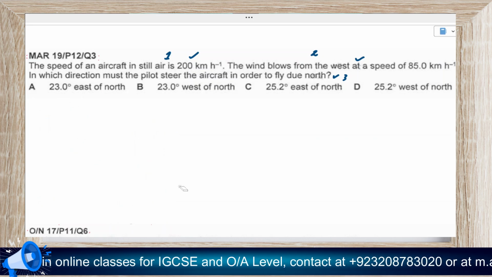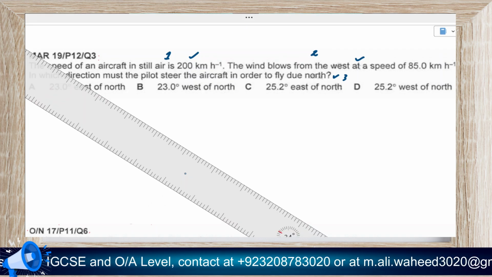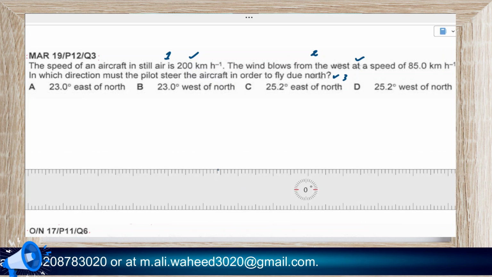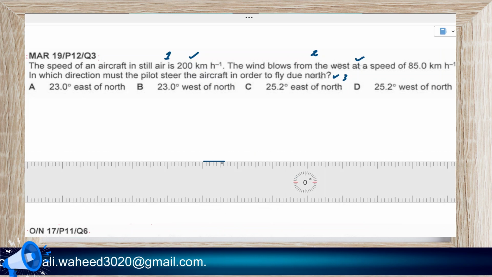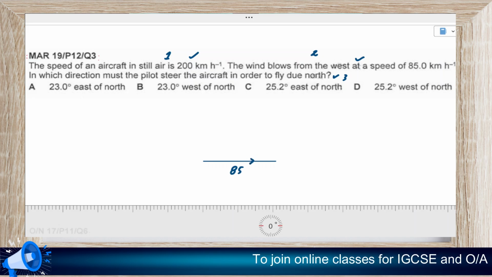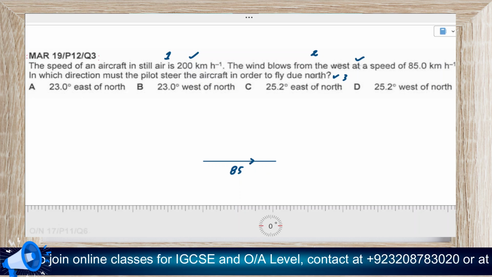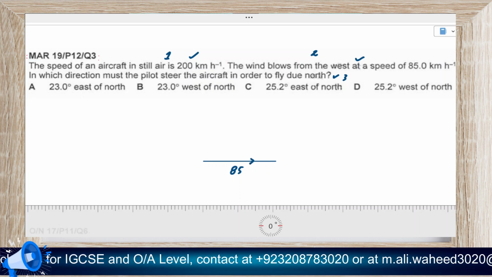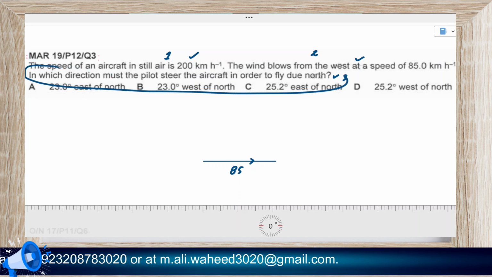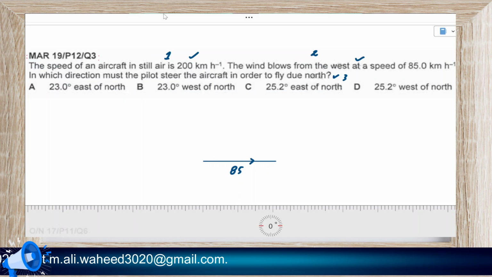So I'm going to draw this vector over here. So this is the first vector, which is towards east, and the magnitude is 85. So the second vector, for which we know the direction, is the third one, which is also the resultant vector.